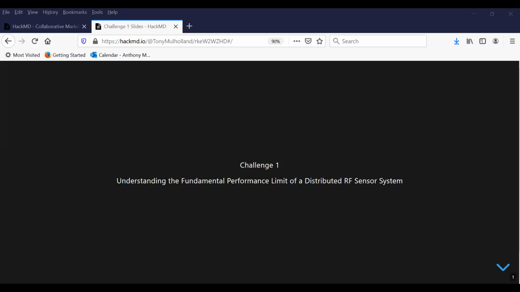So I think that's all I had to say. We're going to do it nice and simply. We're going to run through in number order. So the first one is understanding the fundamental performance limit of a distributed RF sensor system. I think that was one which Tony Mulholland was leading. I don't know who's going to be giving the presentation, but please do fire away.